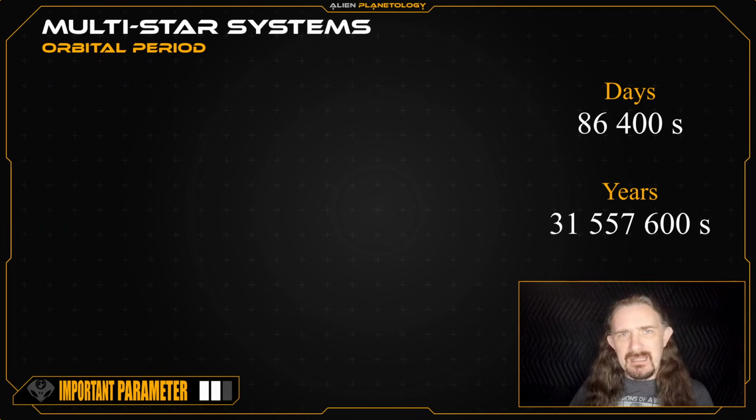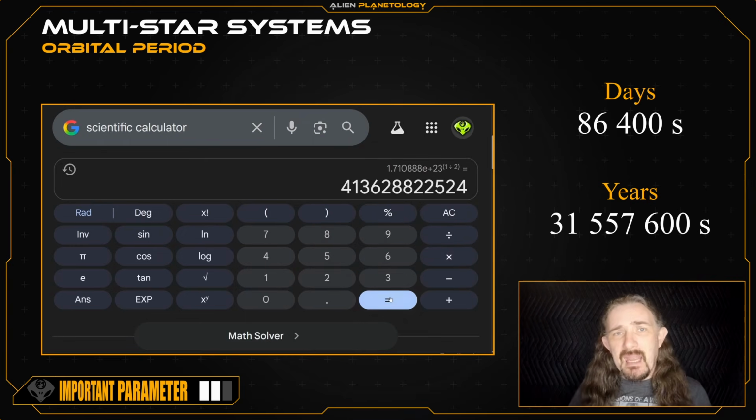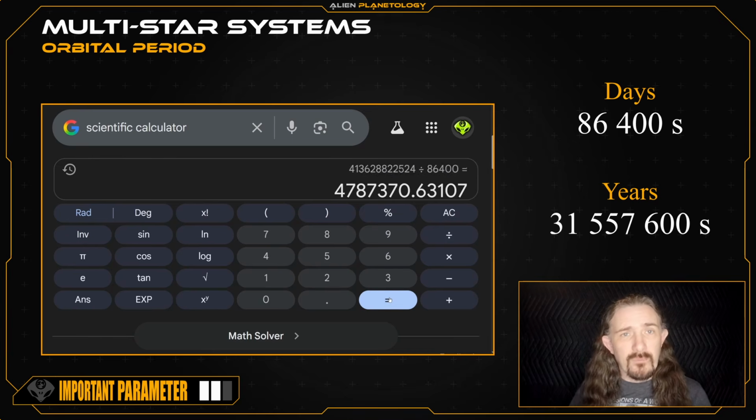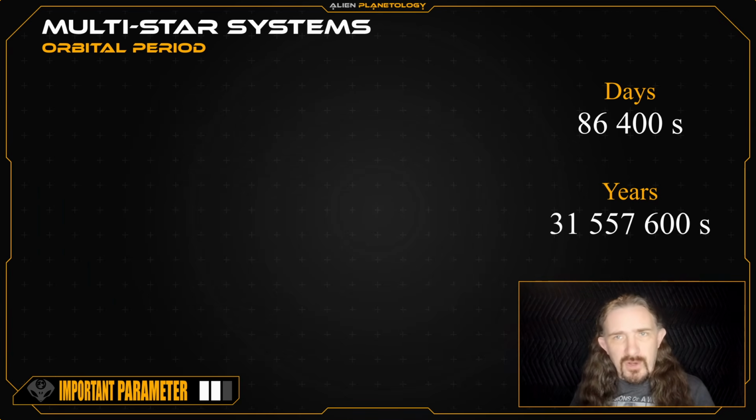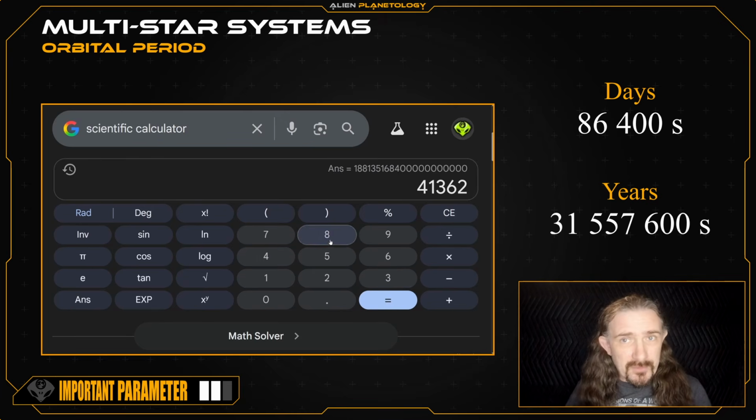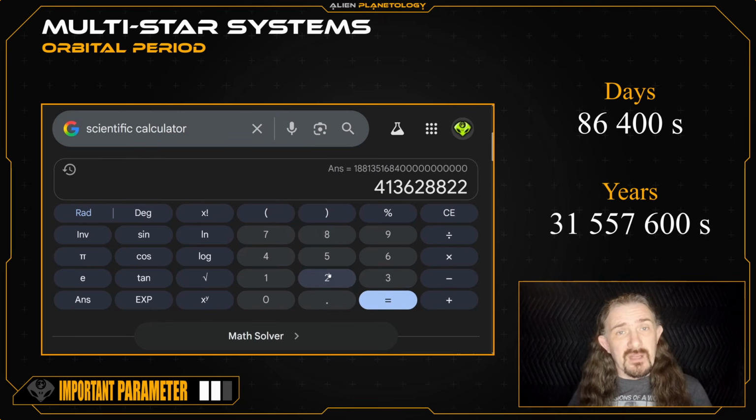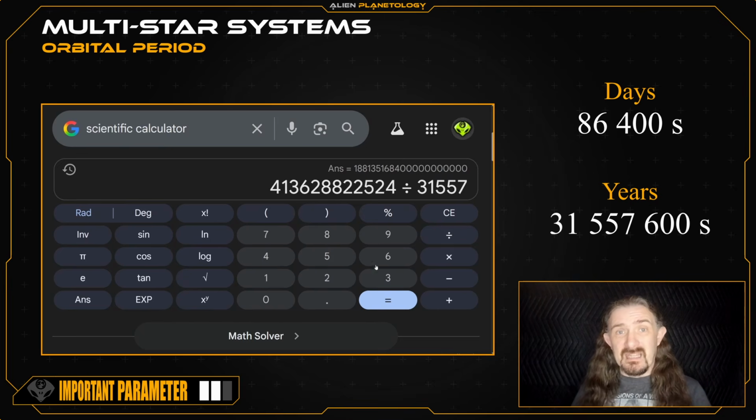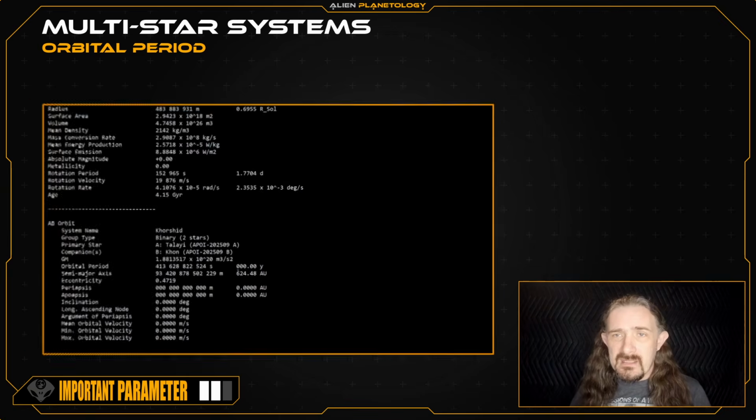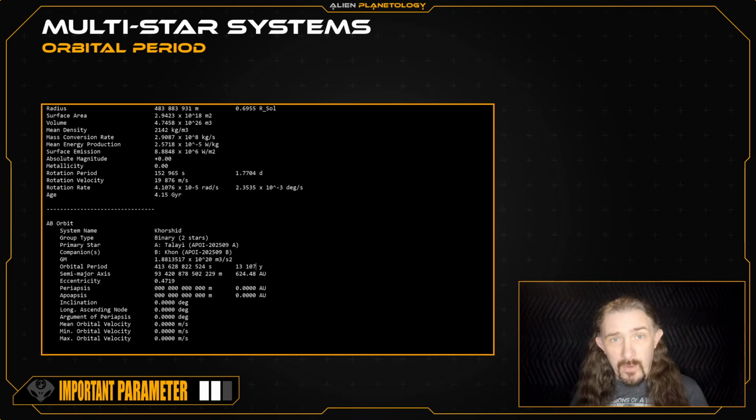If your star's period is less than, say, 100 million seconds, then you would likely want to use days. In that case, you could simply divide the number of seconds in your star's period by 86,400, which is the number of seconds in a day. But if your star's period is greater than this, especially if it's in the billions like mine, then you'll want to use years. To do this, you would instead divide the number of seconds in your star's period by the number of seconds in a year, 31,557,600. When I do this, I get a value of 13,107.1 years for my star's orbital period.